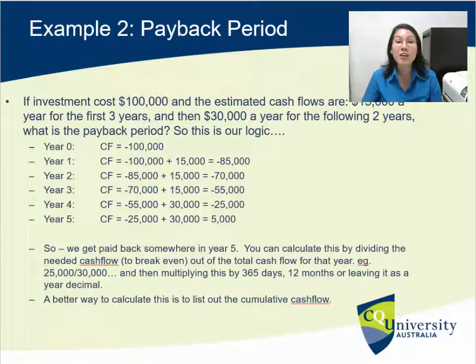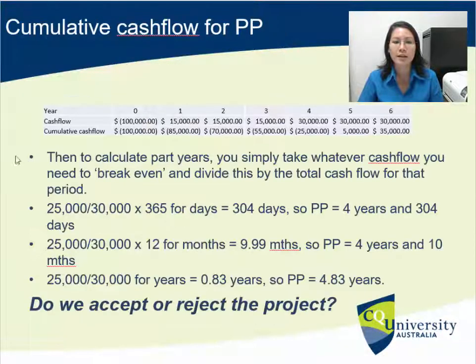We can actually calculate this by dividing the cash flow that we need to break even, i.e. the $25,000 that we need in order to break even, out of the total cash flow that we actually receive for that year, and then multiply it either by 365 days, 12 months, or leave it as a decimal if you need it for a year. Now, a better way to calculate this would be to list out these as cumulative cash flow, and you can do this using Excel quite easily, and that's what we're going to be doing for your assessment.